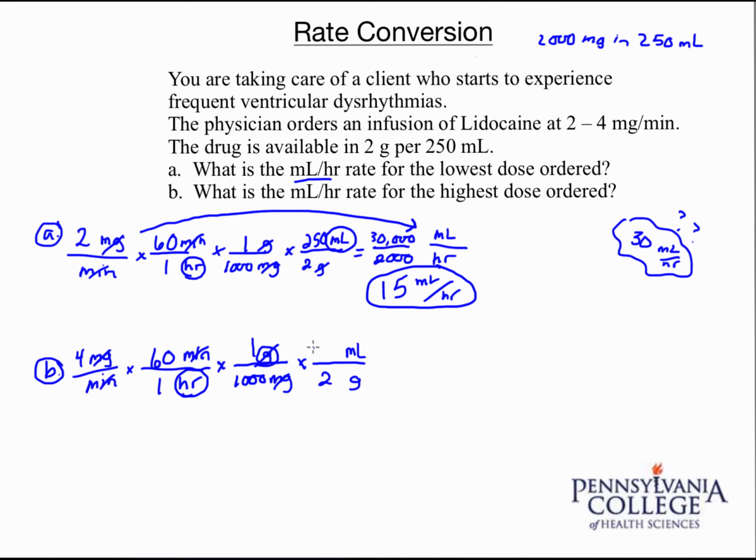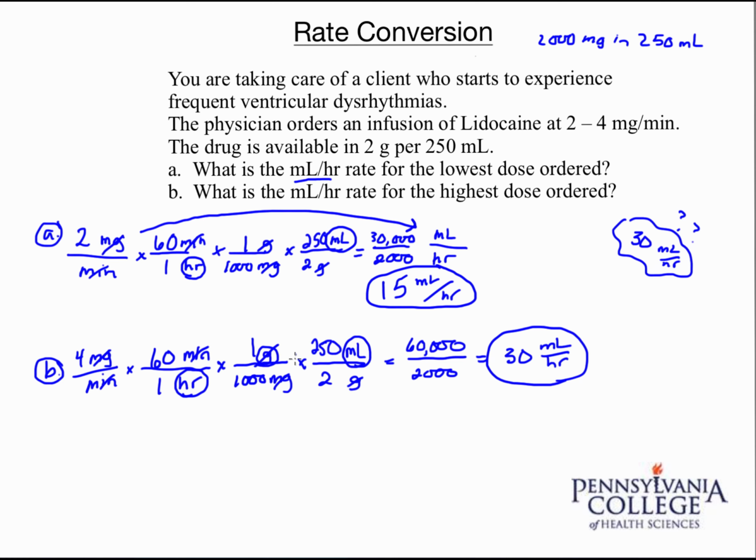I know what's available is 2 grams and 250 milliliters. And now I want to circle because I'm done. I have a unit of milliliters up top. If you multiply 4 times 60 times 250, what you'll get is 60,000. And down below, if you take 1 times 1,000 times 2, you will once again get 2,000. If you simplify this, you're going to get 30, and it'll be milliliters per hour. So it looks like my thought that it would double was correct.